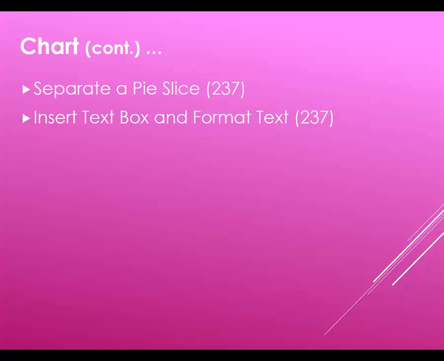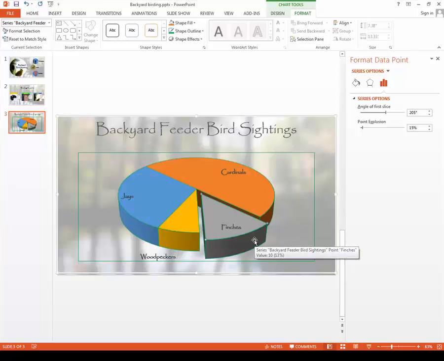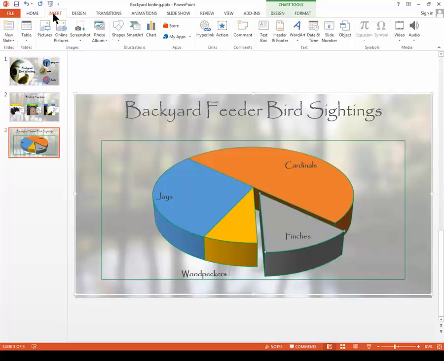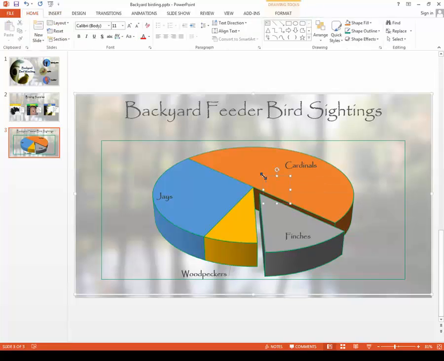We did separate the pie piece, and now we're going to insert the text box and format the text. So we're going to add a text box onto this. We can close that data pane. There we go. Okay. On the Insert tab, way over to Text Box, and then we have to click somewhere that we want it to go. So I'll take a guess. It makes me a little box, and then I'm supposed to type this information.